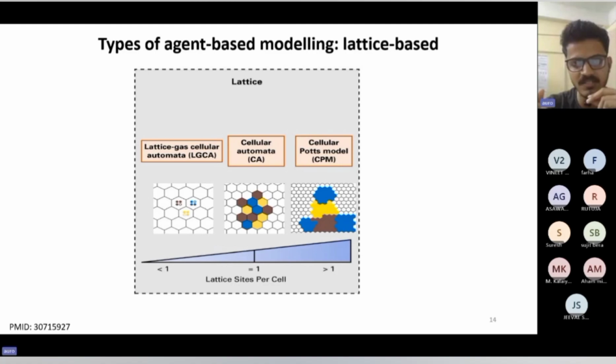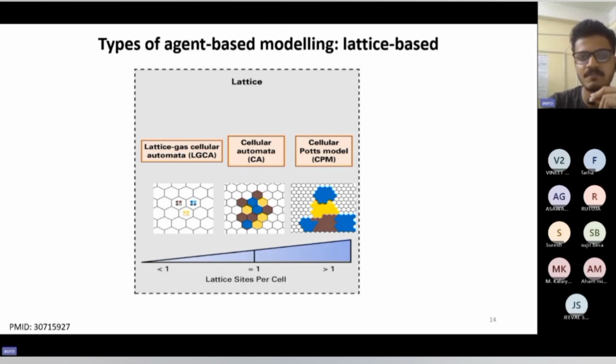The second type of thing is called cellular automata. In cellular automata, each lattice site is represented by a single cell, and at each time step you can update the cell. Something will happen: either the cell is growing, or the cell is dividing, or the cell is moving. According to your biological problem, you can make some rule and make that happen. The third type of thing is the cellular Potts model. Here, multiple sites are represented by one cell, and these have certain advantages which we will discuss.